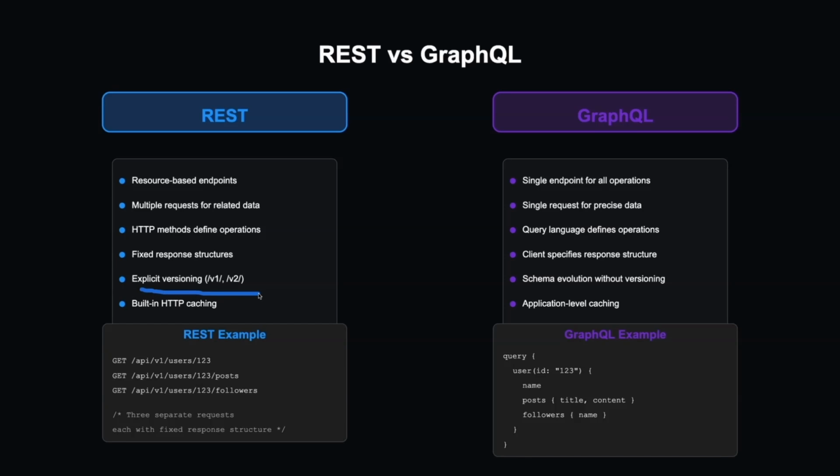And it also provides explicit versioning. So as you can see, it comes with V1 for the V1 API. Then later, if it gets a major upgrade, then this will become V2 and so on.